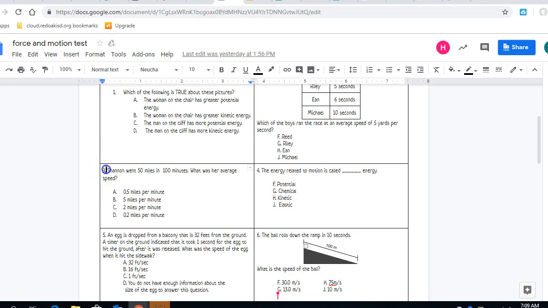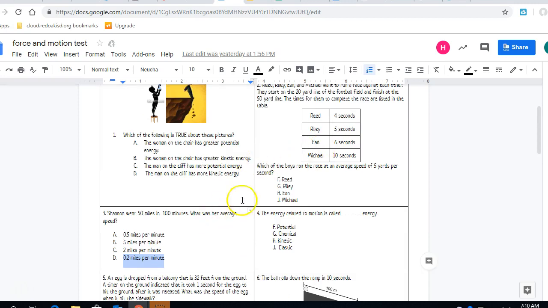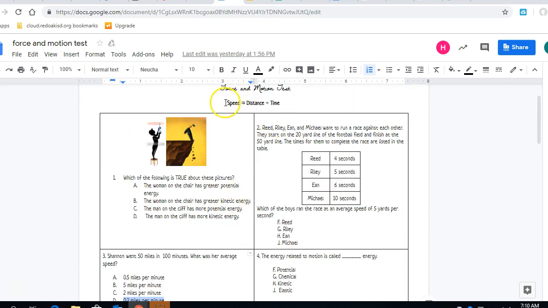Number 3, Shannon went 50 miles in 100 minutes. What was her average speed? Is it A, 0.5 miles per minute, B, 5 miles per minute, C, 2 miles per minute, or D, 0.2 miles per minute? Do not forget your calculating speed formula. Remember that your calculating speed formula for number 2 and number 3 and the rest of the speed problems, speed equals distance divided by time.